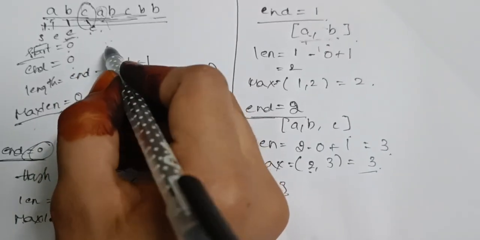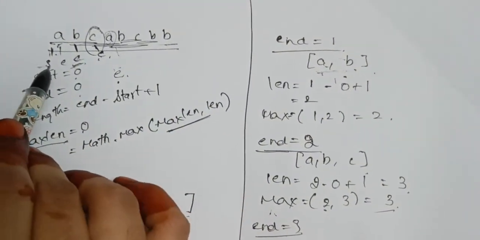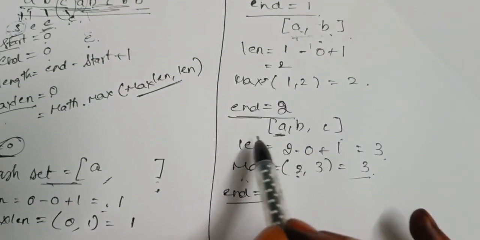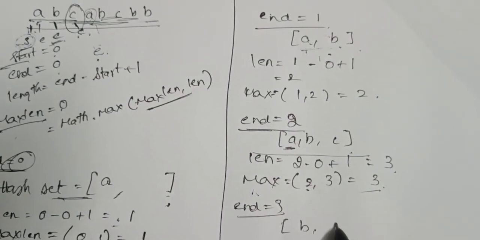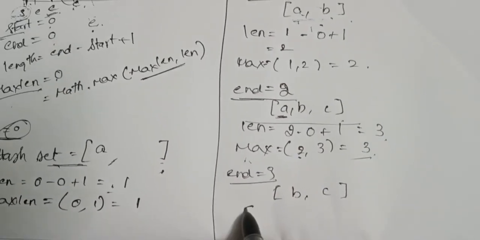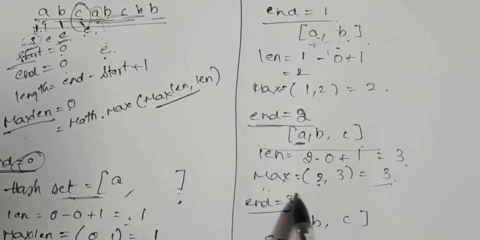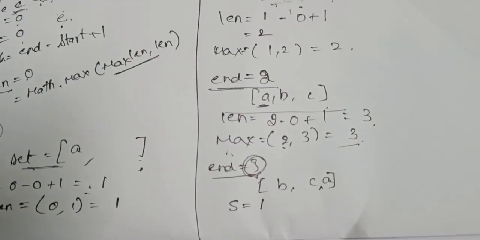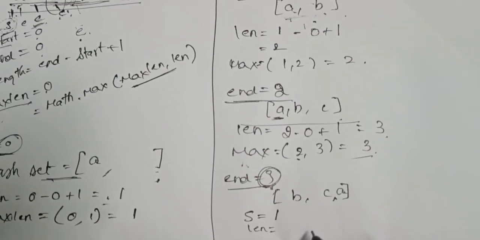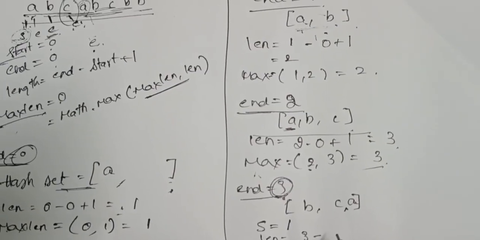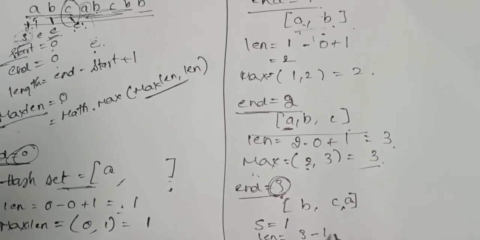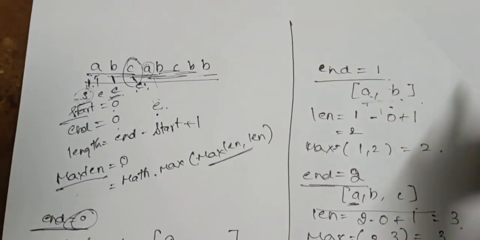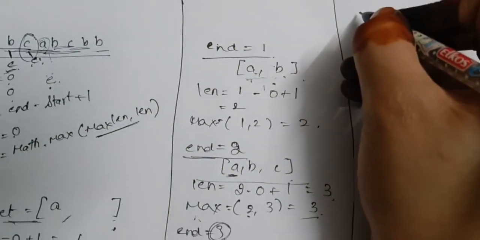My end is here now. So I'm going to increment my start by removing. First, I need to remove the element at the start from my hash set. So I have removed it, and it becomes B, C. I have incremented my start, so my start has become 1. And now the element at 3, which is A, I am going to add from the end. So I have added A here. My length remains the same: 3 minus 1 plus 1, which is 3. It remains the same.